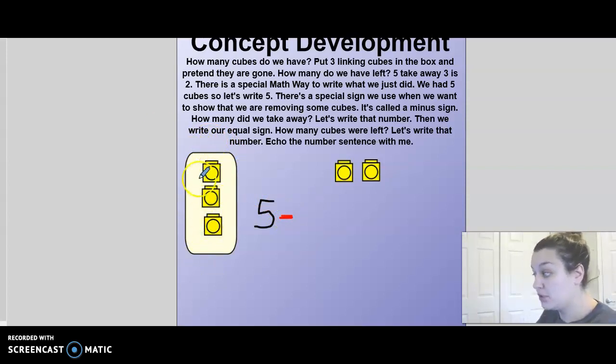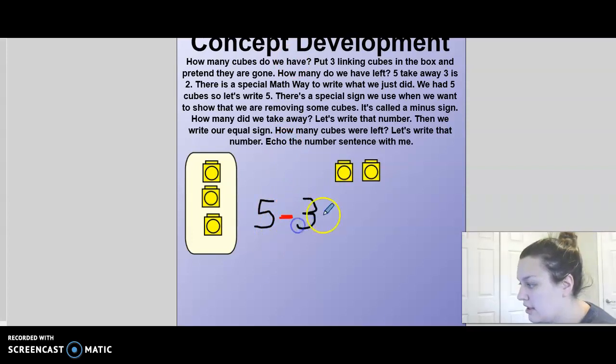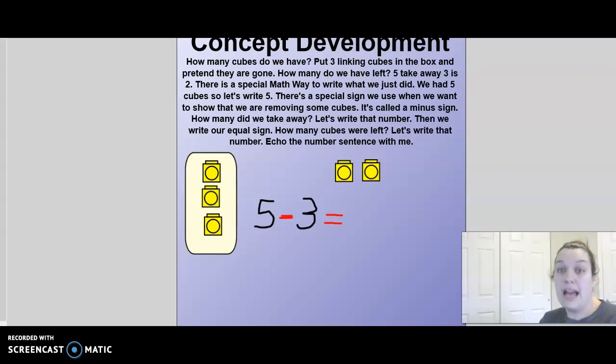Very good. These 3 right here. So now we have 5 minus our 3. And then we need that special sign, that equals sign. So we have 5 minus 3 equals, because that tells us how many we have left. That equals sign does. How many do we have left in our picture? 1, 2. Very good.